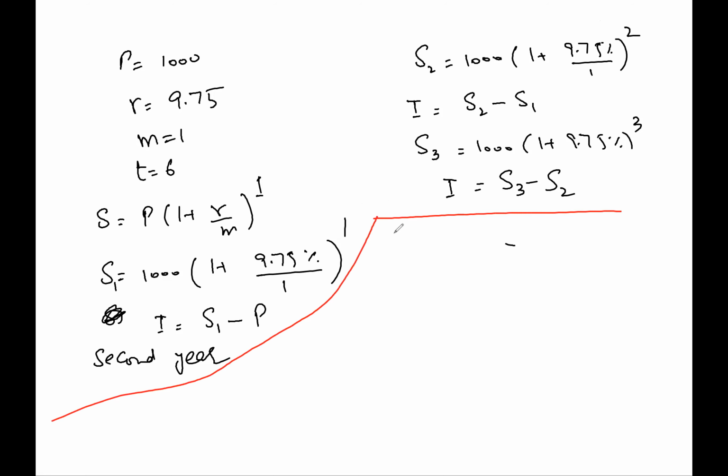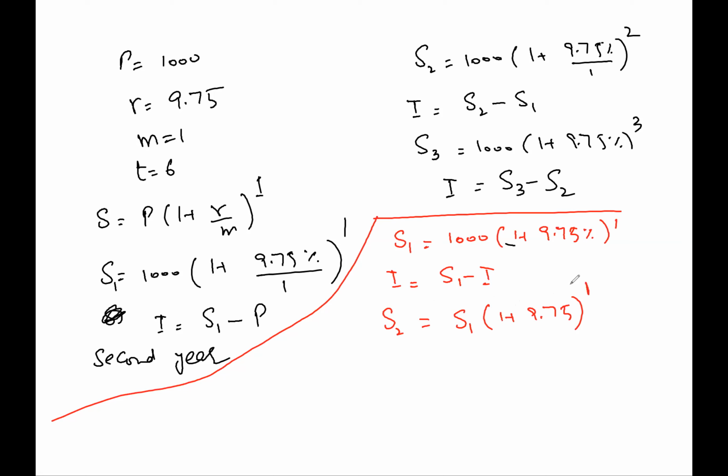Right. Yes. For S1, it is 1,001 plus 9.75% raised to power 1. So interest is S1 minus I. Now S2 will be, here you can write S1 times 1 plus 9.75 and here you will write 1, not 2.